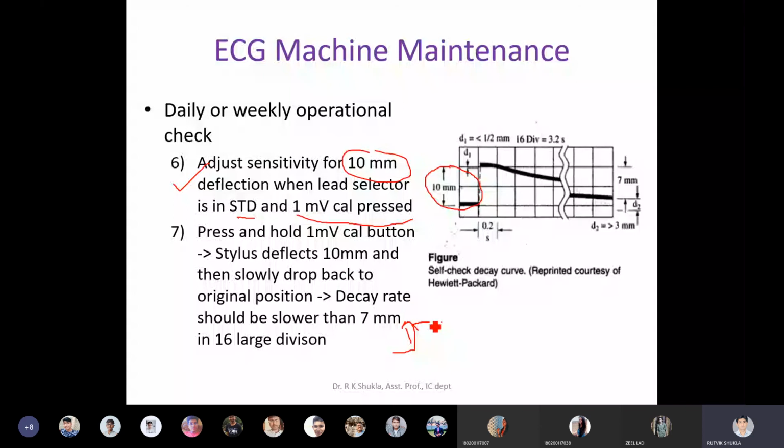So what happens? After getting this, the output starts to decay. It will keep decreasing like this. If you press once and release, then you will get a pulse only. But if you press and hold the button, then the pulse will start to decay. It will slowly decrease like this. The rate of decay should be slower than 7 mm in 16 large divisions.